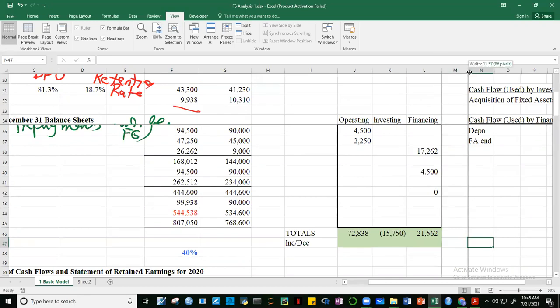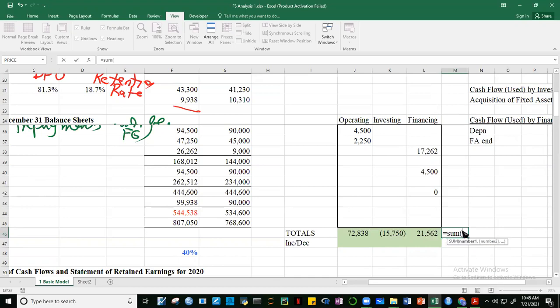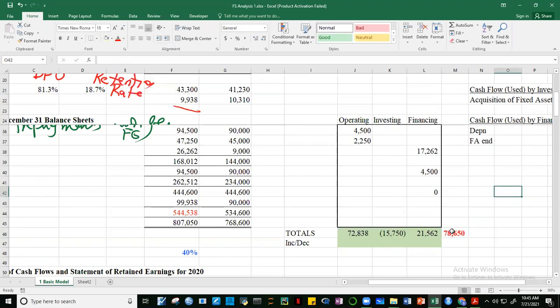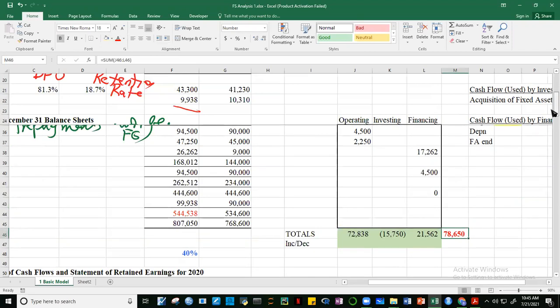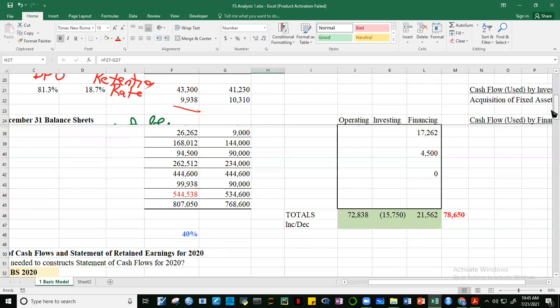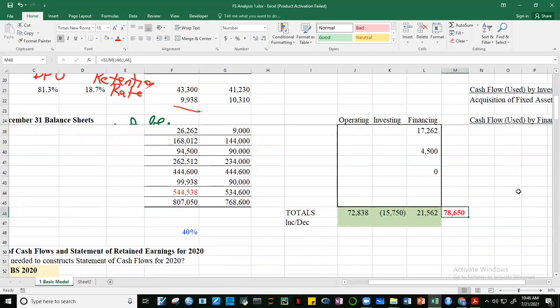I-add natin, guys. Ano yung net? Net is 78,650. Houston, we have a problem. Bakit? It does not agree with 2250. Dapat, guys, pag inadd natin sa operating, investing, financing, dapat 2250 yan. So pag hindi 2250, ibig sabihin, we have a mistake, or we need to adjust some more things. Okay? So that will be our lesson, guys, for next meeting.